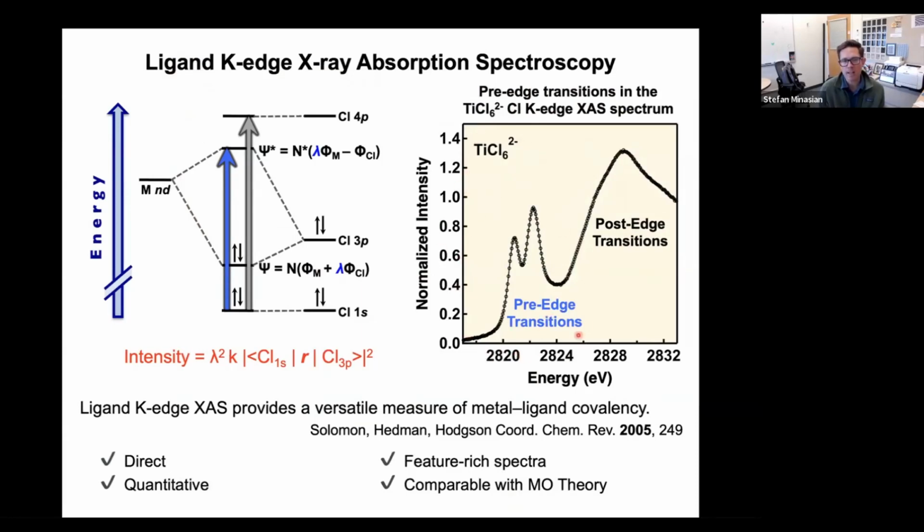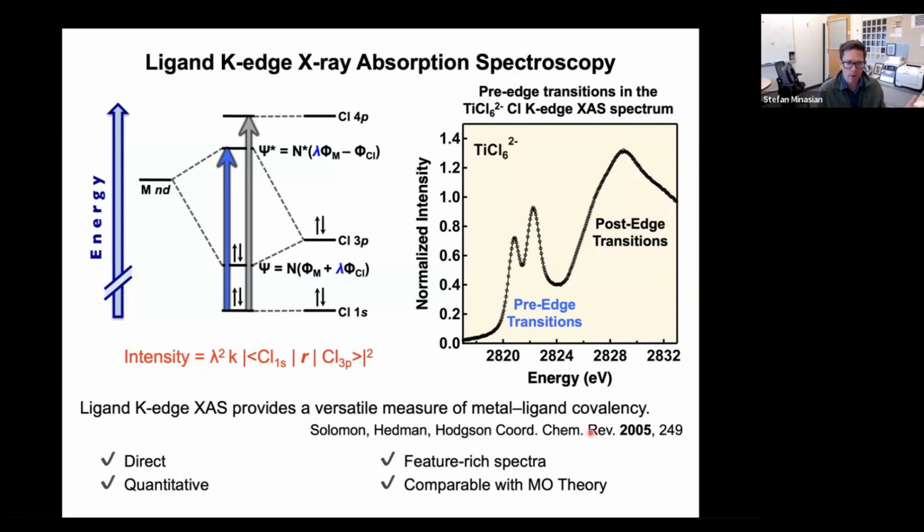What we're looking at are the intensity of these pre-edge transitions at low energy. These are associated with excitations from the ligand 1s, in this case a chloride, into antibonding molecular orbitals that are formed by mixing between the chlorine 3p and the metal d. In the case of an actinide, it would be f orbitals. And the intensity of these transitions is directly related to the amount of chlorine 3p character in that hybrid orbital. So we can use the intensity there to back out the mixing coefficient, which I've shown here, again, as lambda.